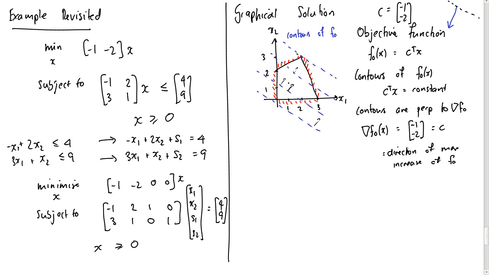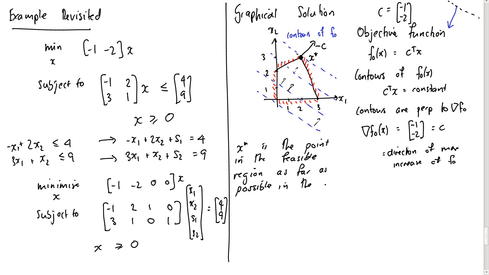Okay, so just looking at our picture, the furthest away point, the farthest we can go in the direction -c, is this point here. So that's the vector -c, and this point here is my optimum. Okay, x star is the point in the feasible region as far as possible in the direction -c. Okay, so we can do that for these simple kind of 2D cases where we can actually draw the diagram.